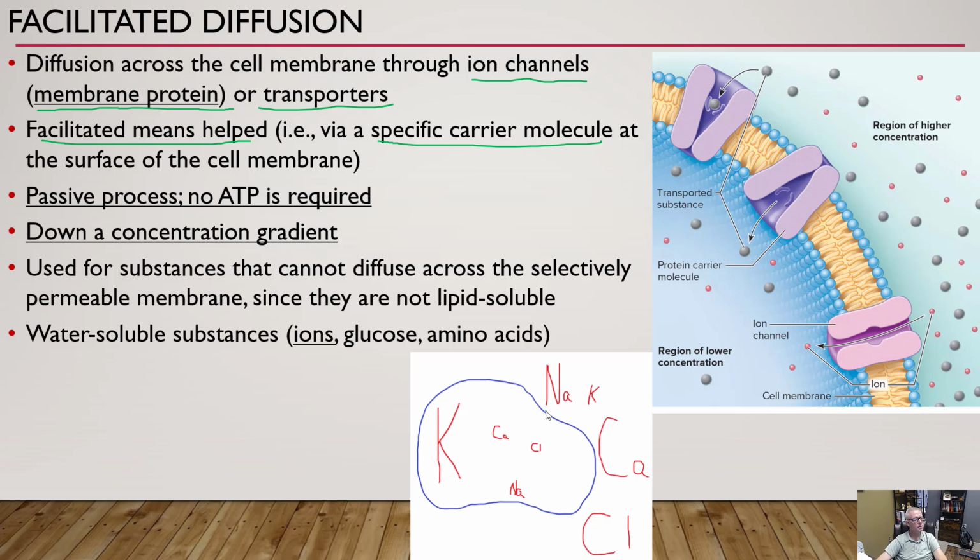This is just my visual representation of the cell. We have a higher concentration of sodium outside the cell versus inside. We have a higher concentration of calcium and chloride outside of the cell versus inside. We actually have a higher concentration of potassium inside the cell versus outside of the cell. So sodium, calcium, and chloride would all diffuse inside the cell. Potassium would diffuse outside the cell. And we would need these carrier proteins, ion channels, ion gated channels, or membrane proteins, or whatever we want to call them, in order to get these ions in and out of the cell.